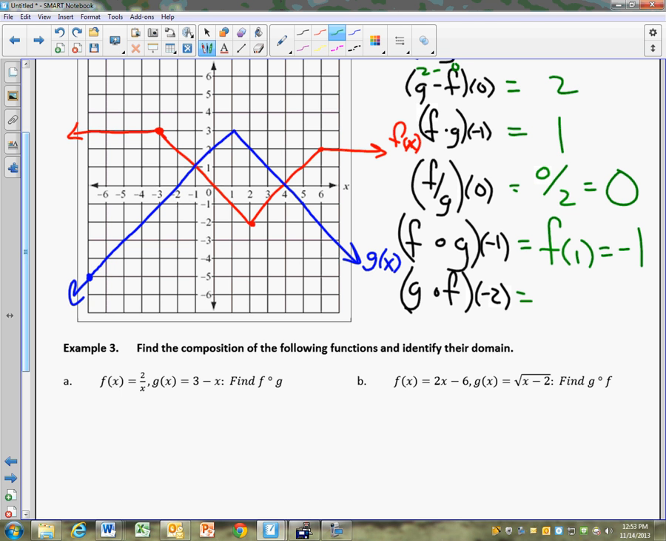So for the last one, I plug -2. Do I plug it in f first or g first? F. And f of -2 is +2. Now you plug in 2 for g and you get 2.